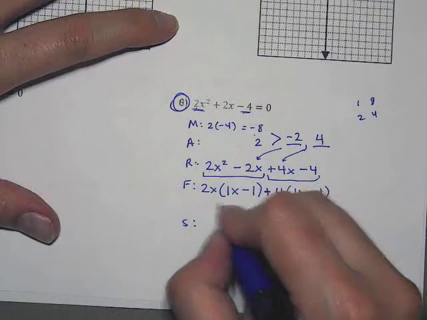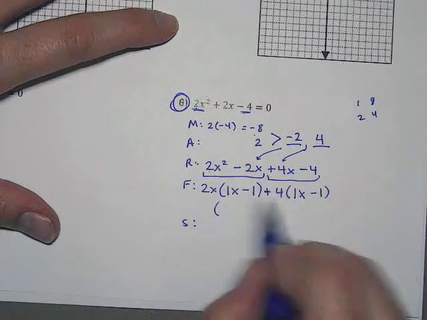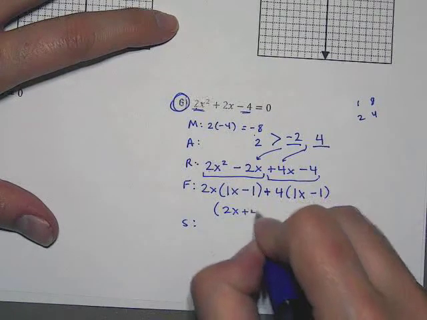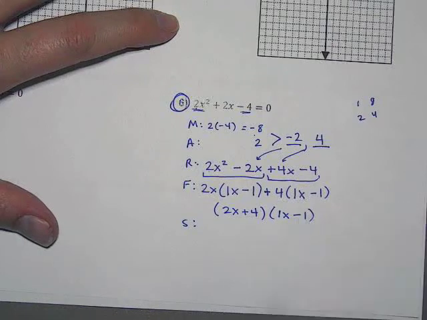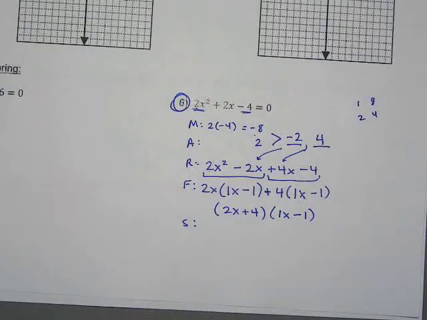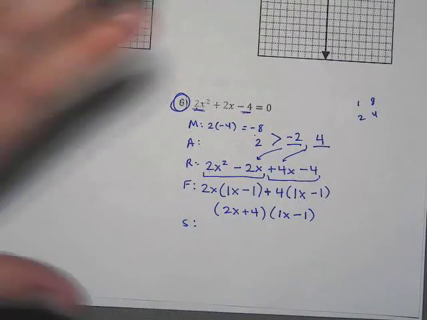Okay, and so now I can finish my factoring by putting 2x plus 4 together. All right, and my matching parentheses go after that. So 2x plus 4 times 1x minus 1. But the problem is we haven't solved yet. We've now factored, but now we actually need to solve these.